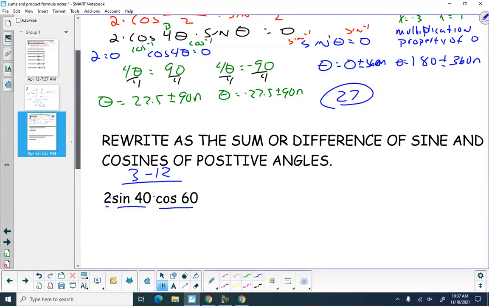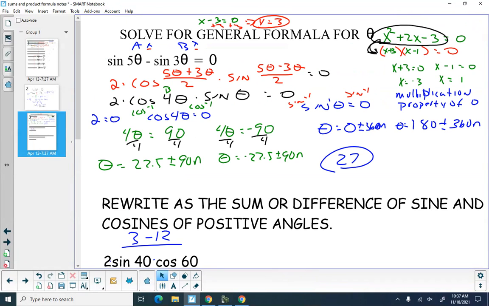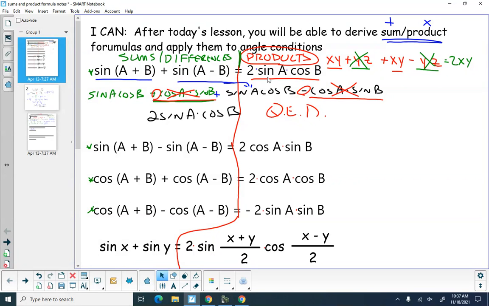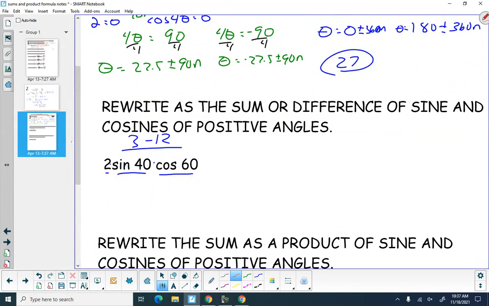First one. The very first one we did. 2 times the sine of something times the cosine of a different thing. So here's your A, here's your B. So we sub it in. We're taking it from the right. What's it look like on the left? Sine of A plus B, minus or plus the sine of A minus B.